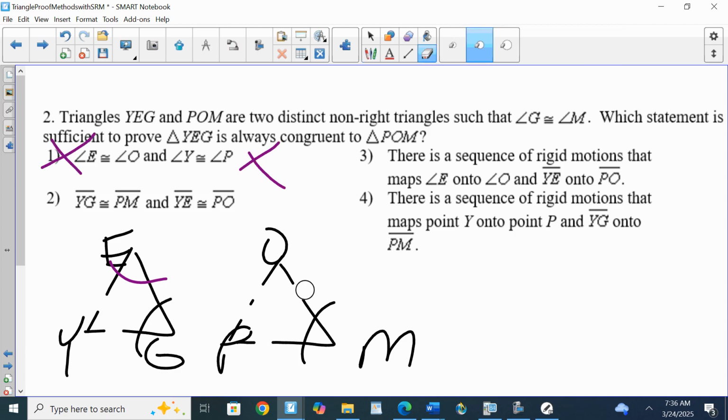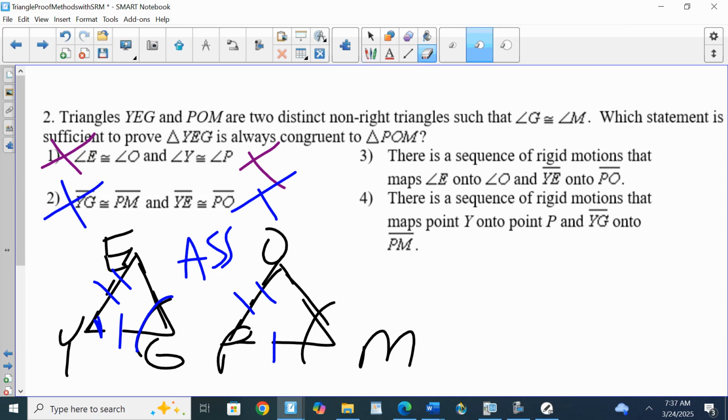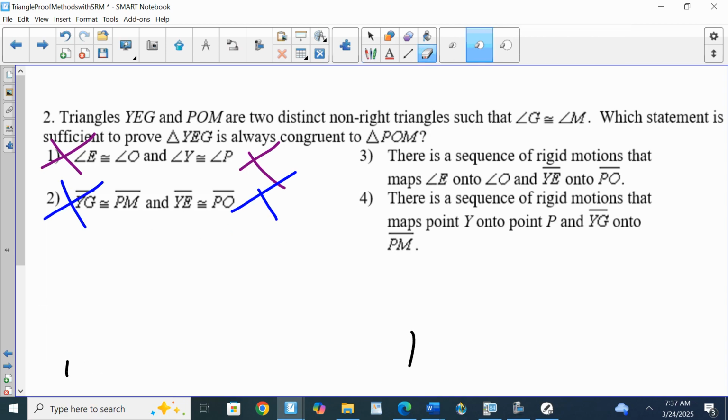It's going to get a little messy here. That's okay. Next choice, YG is congruent to PM. YE is congruent to PO. I do have 3 things, but that is ASS. The angle that's marked is not the angle in between the 2 sides. Angle Y would be the angle in between the 2 sides. That's ASS. That does not work. It's getting too messy. I'm just going to draw them again.